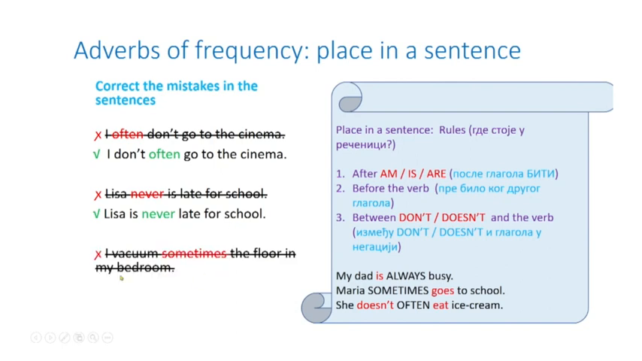And the last one, I vacuum sometimes the floor in my bedroom. What's wrong? We see sometimes here and vacuum is the verb. Vacuum je glagol usisavati. So if it's not verb to be, znači nije u pitanju glagol to be, nego neki drugi glagol, vacuum, sometimes needs to go before the verb. So the correct sentence is I sometimes vacuum the floor in my bedroom. Ja ponekad usisavam pod u mojoj sobi.